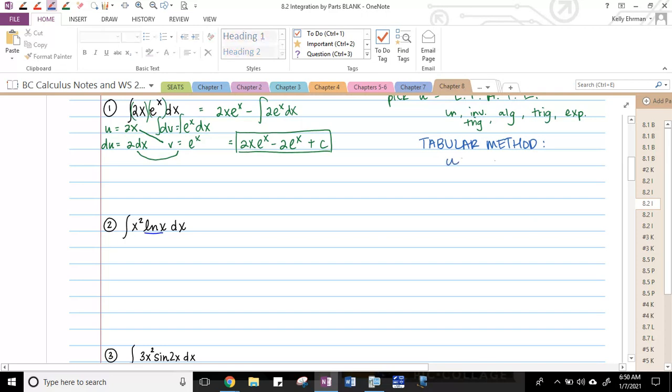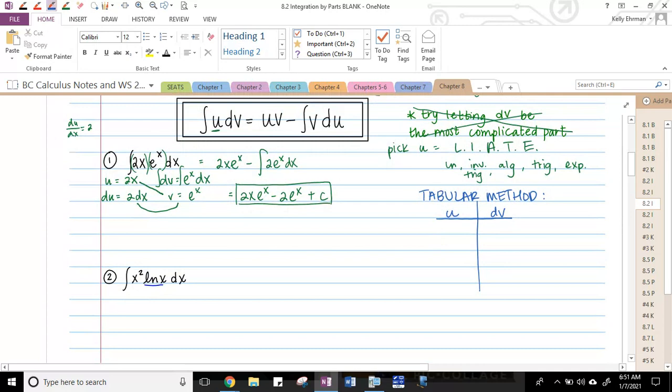You have a u and you have a dv, and you pick u and dv based on the same criteria that I used before. So u would have still been 2x, and dv would have still been e to the x dx. Now, my favorite tabular method problems are when u is algebraic, because it's easy to know when you have a stopping point. You need to take derivatives of u until you get 0. So the derivative of 2x is 2. The derivative of 2 is 0. I'm finished at that point, because if I were to keep taking derivatives, I would just get 0 down the line.